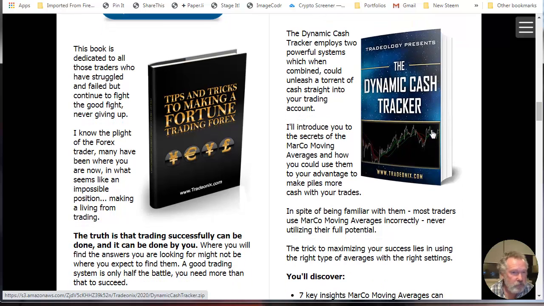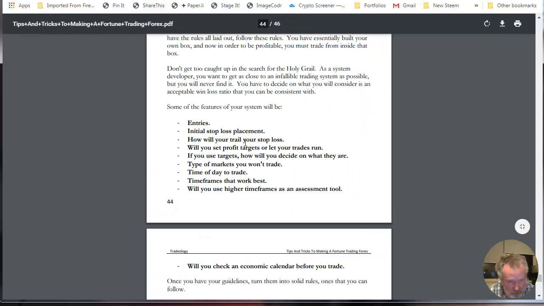I also received today this new book called The Tips and Tricks to Making a Fortune Trading Forex. I hate that title, because the tips and tricks about making some money on Forex is probably a better way to put it. But I'm going to use the last pages of that book as a framework for thinking about how to review the Dynamic Cash Tracker.